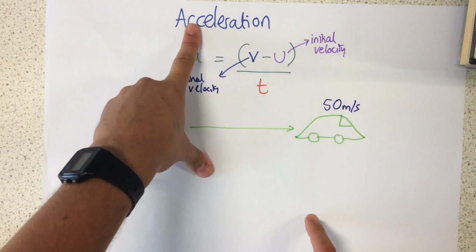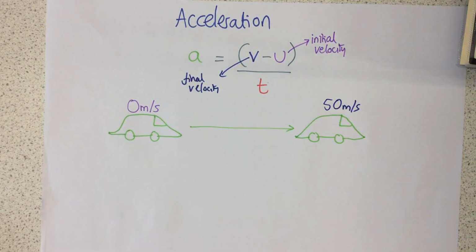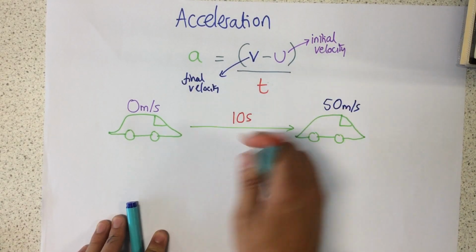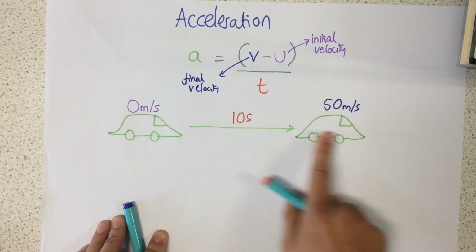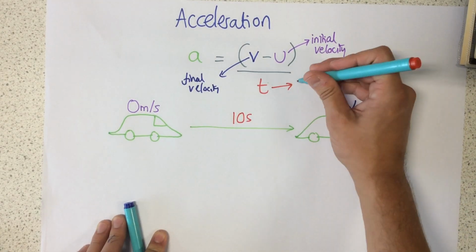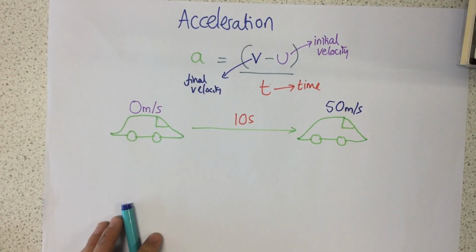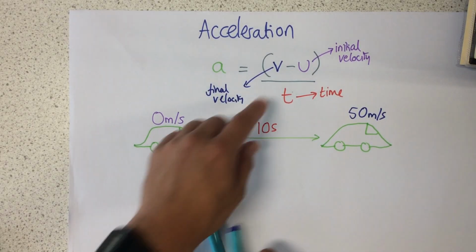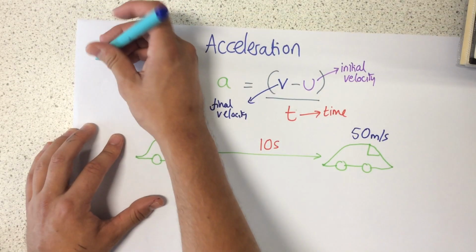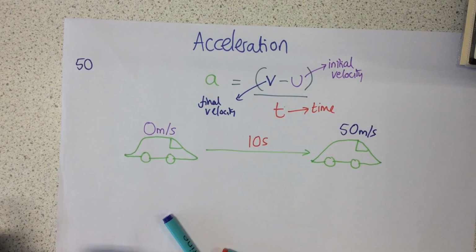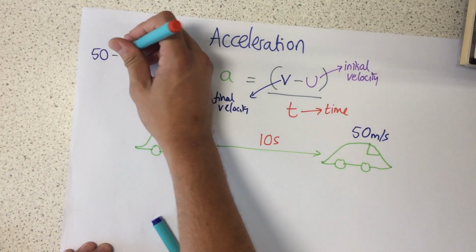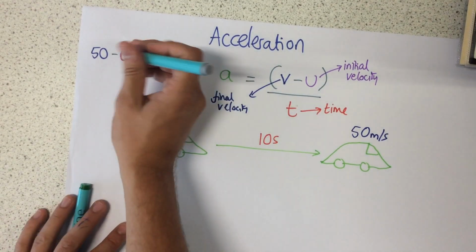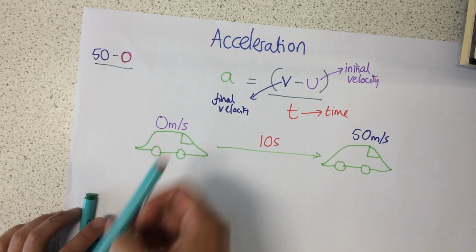But to calculate acceleration, we need to know how long this change in velocity has occurred over. So let's say it's taken 10 seconds to go from stationary to 50 meters per second. Now this t here simply stands for time. So let's try and put these numbers in. Now remember our final velocity was 50. Our initial velocity was 0. Oh, sorry, I did it in the wrong colour. Was 0. And our time taken was 10 seconds.